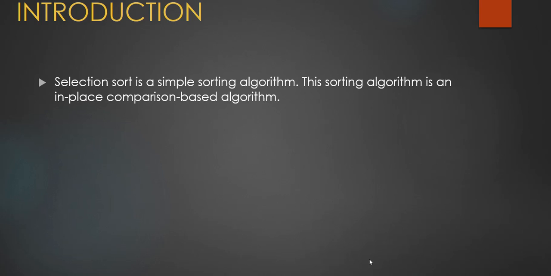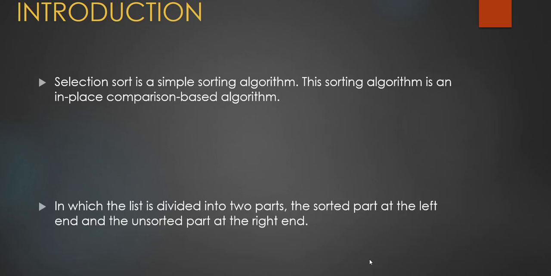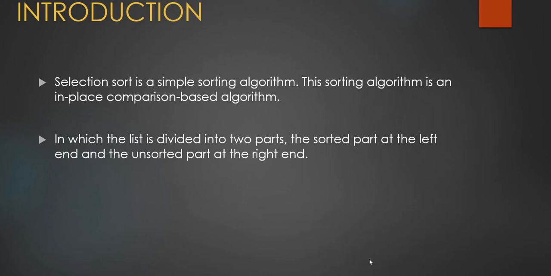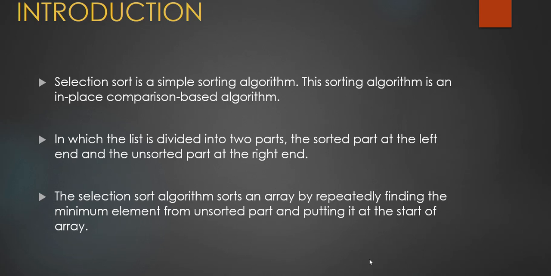So let's start with the introduction of selection sort. This is just a simple sorting algorithm. This sorting algorithm is based on in-place comparison. Here we will divide the provided array into two parts. One is the left hand, which is sorted, and the second is the right hand, which is unsorted.